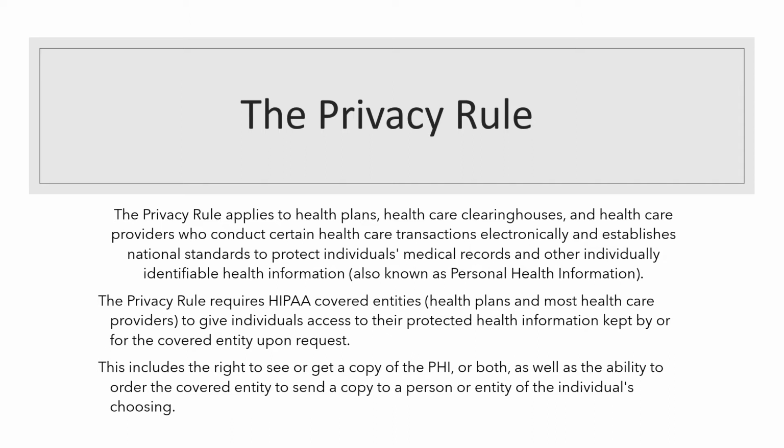Individuals have rights to their protected health information under the rule, including the ability to inspect and obtain a copy of their records, direct a covered entity to transmit an electronic copy of their protected health information and an electronic health record to a third party, and request corrections.